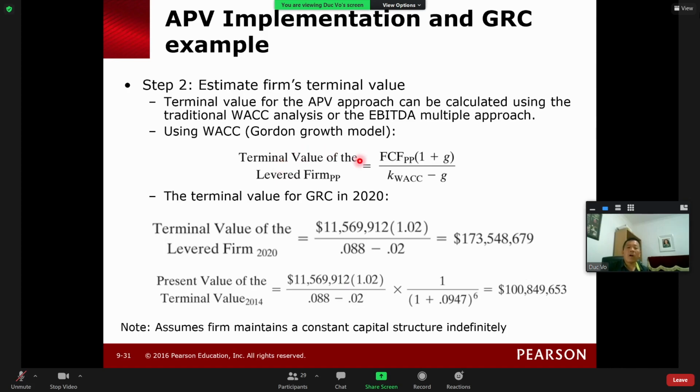Now we go for the terminal value, right? So the first one again, I use the Gordon growth model. So the free cash flow increased by the growth rate, divided by the cost of capital minus the growth rate. And using the numbers provided, we know that the terminal value is about 100 million using the Gordon growth model.